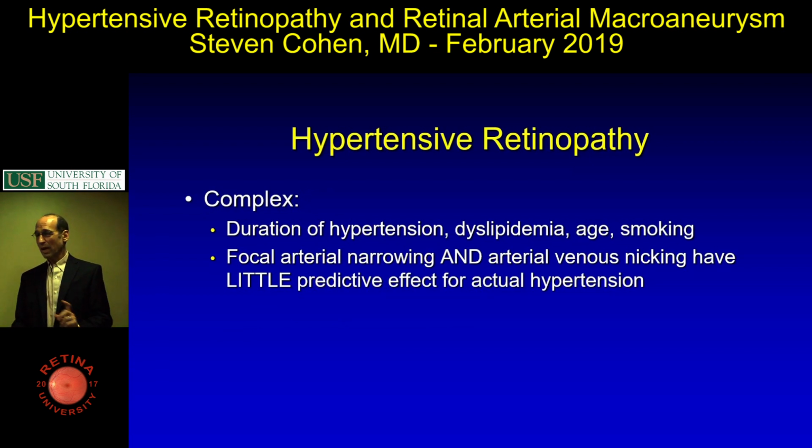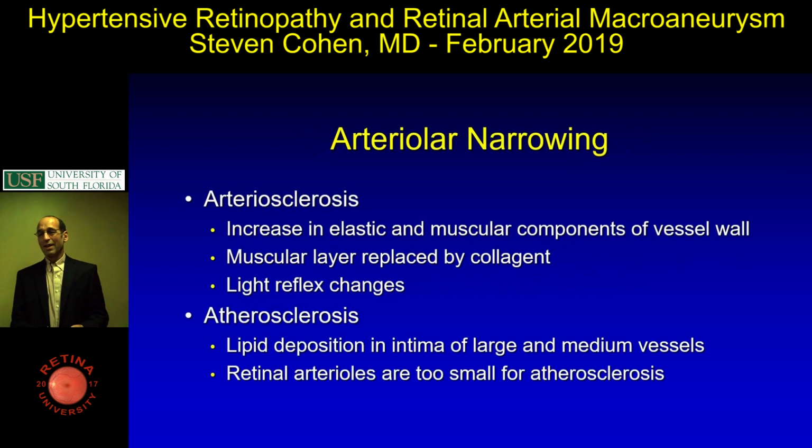And then the other thing, again, from your BCSC book, which I can't imagine they put this on the boards, but I never trust anybody. It says focal arterial narrowing and AV nicking have little predictive effect for actual hypertension. So even though we look at AV nicking and say, oh, your blood pressure is probably high, apparently in the real world that's not actually true. If I were a board examiner, I would stick that on the boards because it isn't in the textbook.